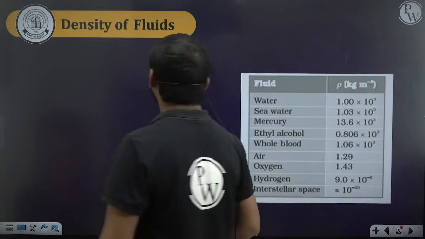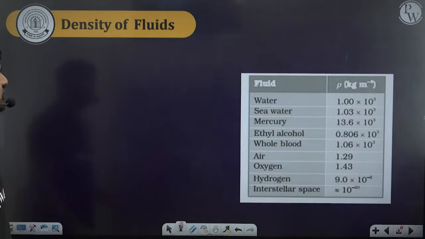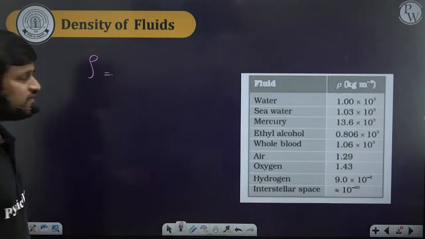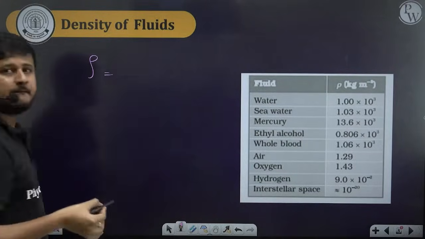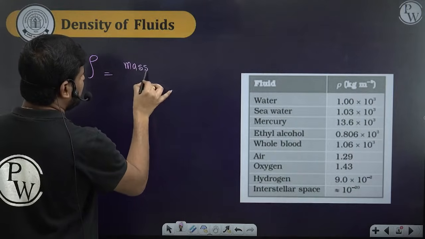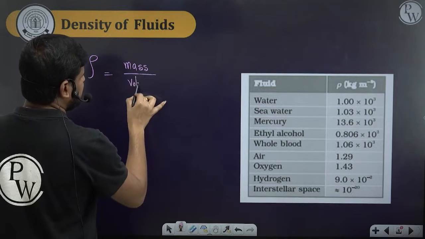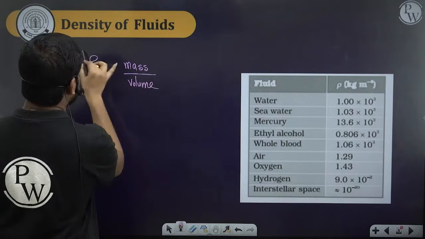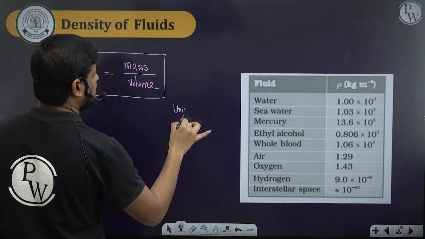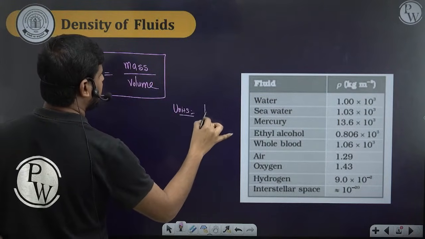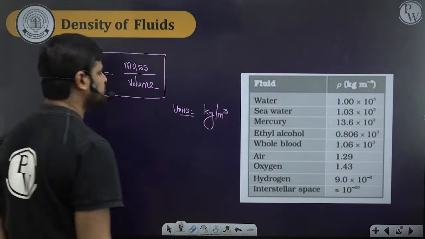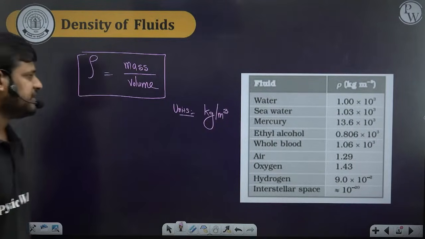Then what is the density of fluids? Density is nothing but, what's the formula? Basic formula: mass of the substance divided by the volume. Mass upon volume will give the density. In SI units it will be kg per meter cube, or we can also write CGS units, gram per cc, centimeter cube.